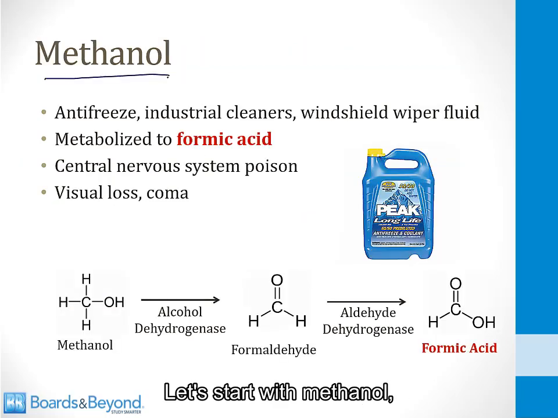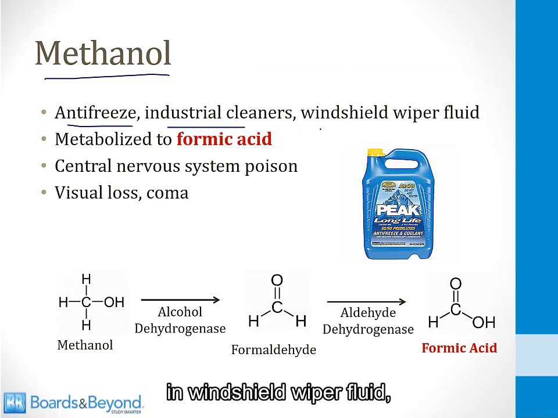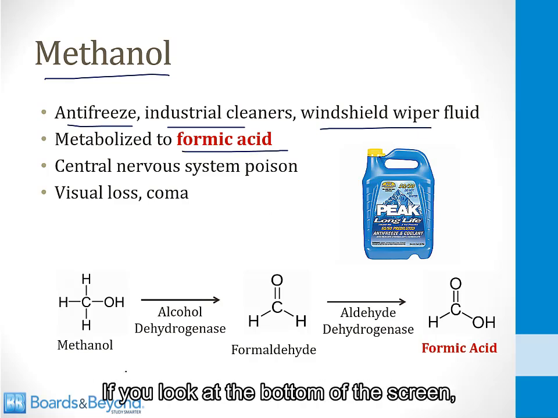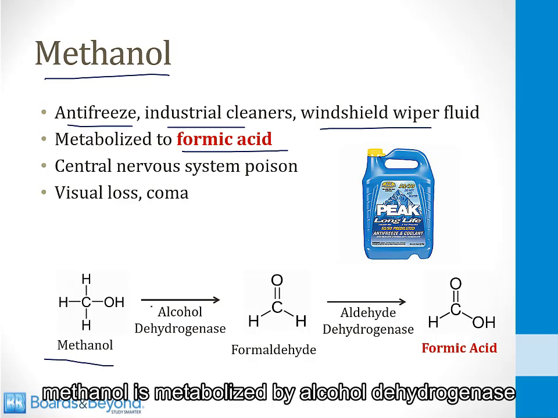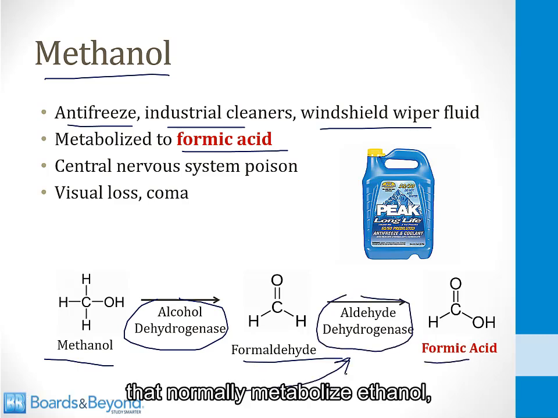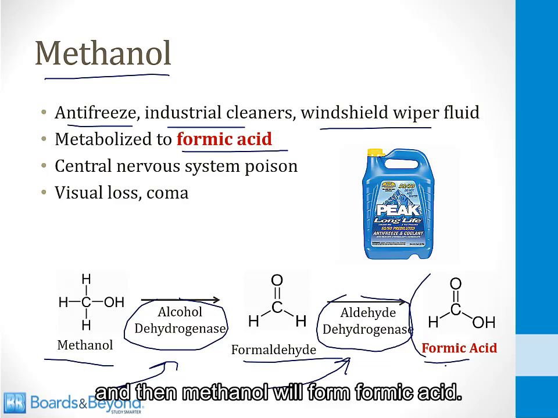Let's start with methanol. Methanol is found in antifreeze. It's also found in industrial cleaners and windshield wiper fluid. And in the body, it's metabolized to formic acid. If you look at the bottom of the screen, methanol is metabolized by alcohol dehydrogenase to formaldehyde, and then by aldehyde dehydrogenase to formic acid. These are enzymes that normally metabolize ethanol, but they can also metabolize methanol, and then methanol will form formic acid.